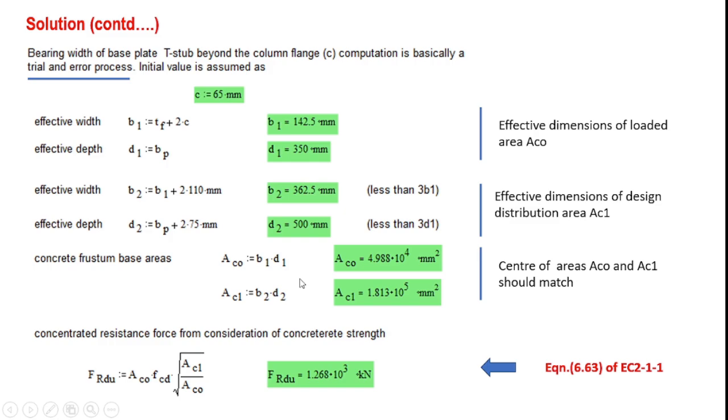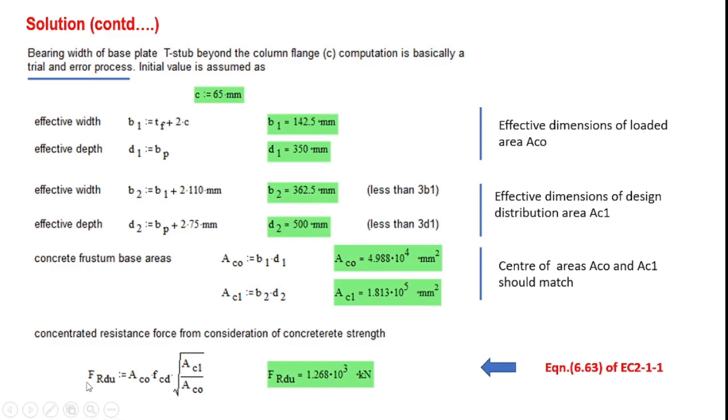Now having computed AC0 and AC1, we can obtain the concentrated resistance force from the consideration of concrete strength. What does it mean? This means how much concentrated force the concrete can resist, because we know that on the compression side of the bearing area, we have a large compression acting in the concrete. So we need to check whether the concrete is safe.